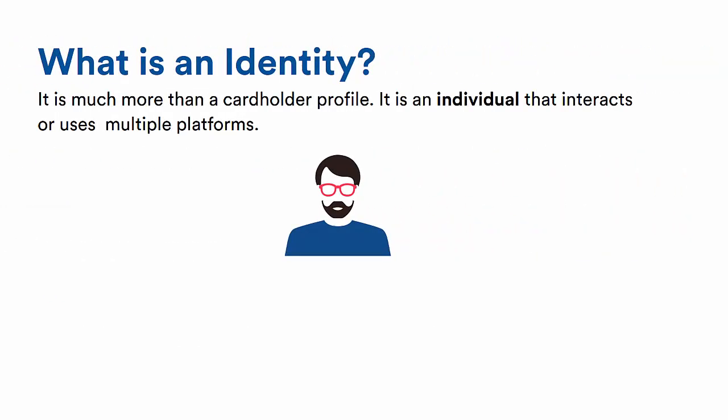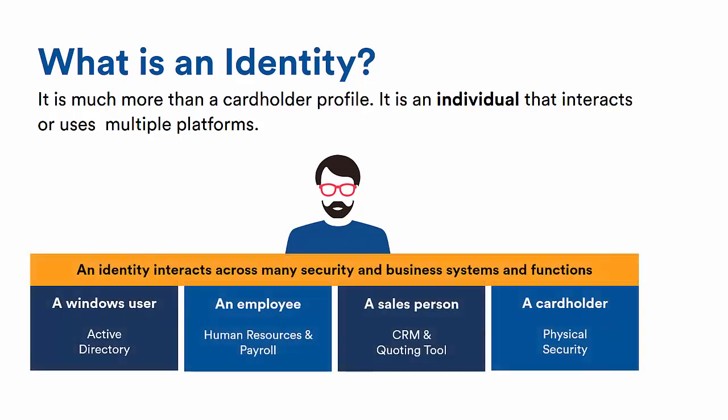So, an identity is much more than a profile of a cardholder. It's really an employee's, a contractor's, or visitor's unique digital profile. It can be permanent for employees, semi-permanent for contractors, and temporary for guests. An identity interacts across many security and business systems and might comprise, say, a Windows user in Active Directory, an employee in the payroll and human resources system, a sales manager in the CRM and quoting tool, and also a cardholder in the physical access control system.